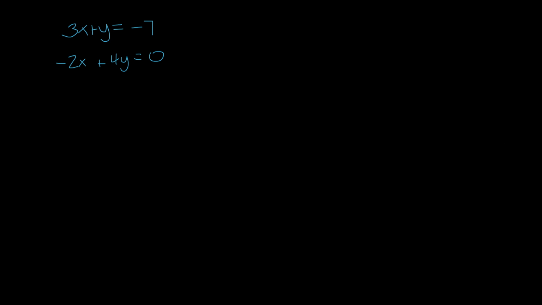Now remember, our very first step is to make sure that at least one of the equations is solved for a single variable. Now if you look over here, neither of these equations have been solved for either x or y, so we're going to have to solve one. So I'm going to solve the first one for y. We start off with 3x plus y is equal to negative 7, and all we have to do for this one is subtract 3x from both sides. And we're going to get y is equal to minus 3x minus 7.